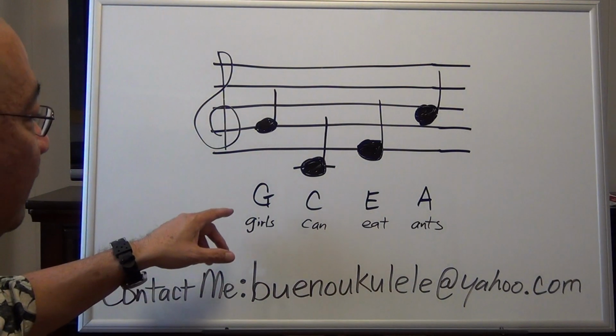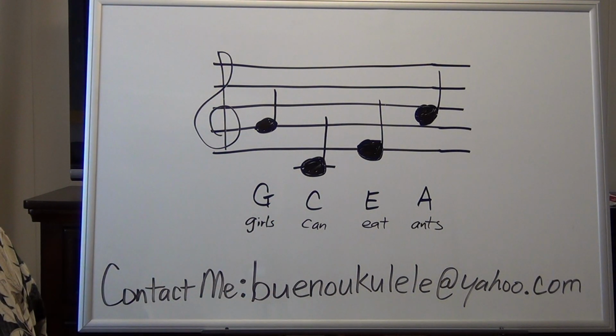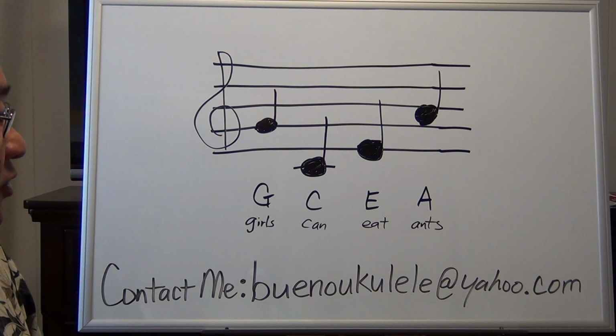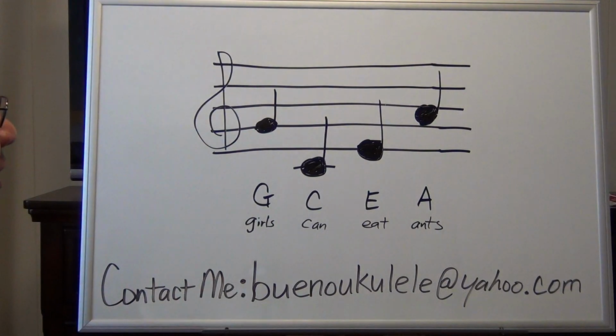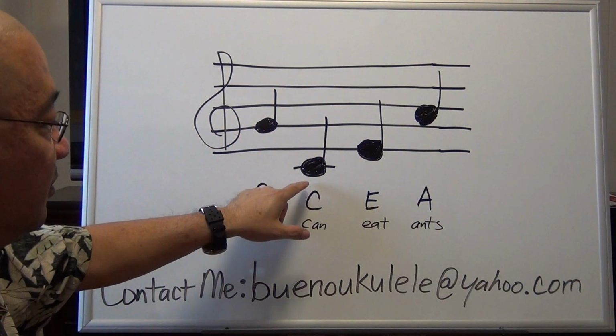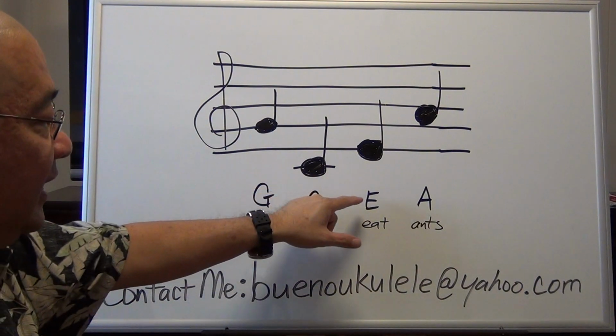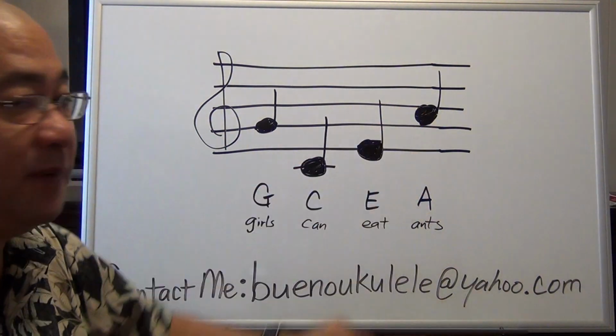Okay, and so every time you open your syllabus to do your lessons, to do your classwork, you want to always look at the top of the page and see where the notes fall. Once again, G on the second line. C is middle C, has its own line. E is on the first line. A is on the second space: first space, second space.